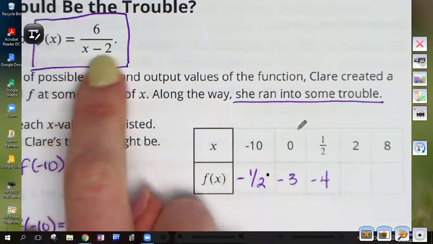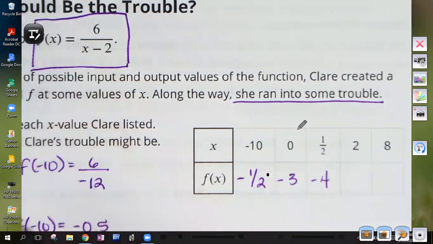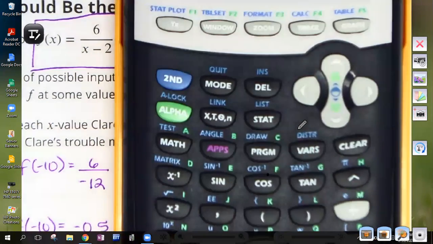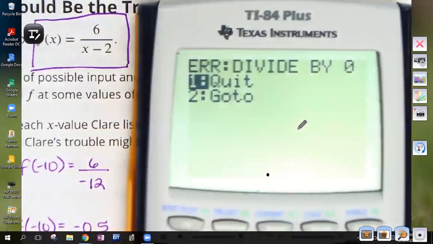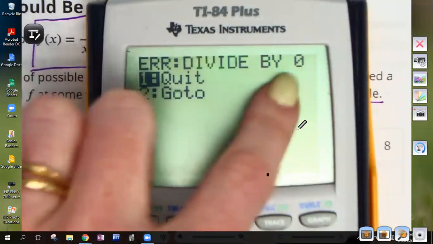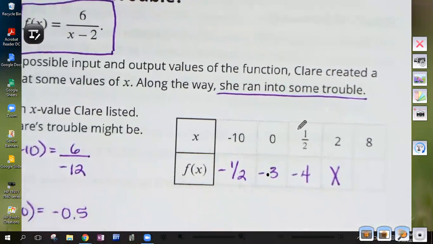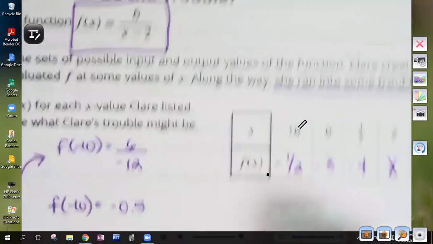What's 2 minus 2? 0. What's 6 divided by 0? You can't do that. Look, 6 divided by 0, you get an error. You can't divide by 0. So we're just going to put a little X there, and we'll talk about it in just a second.